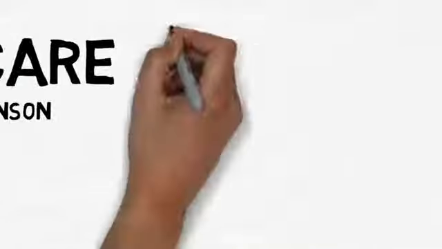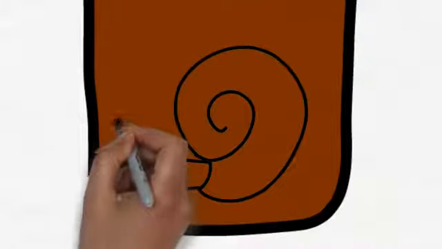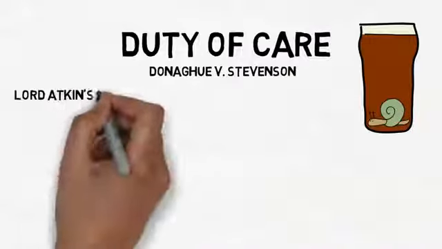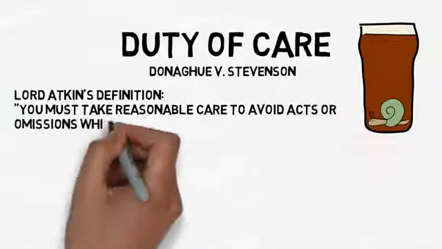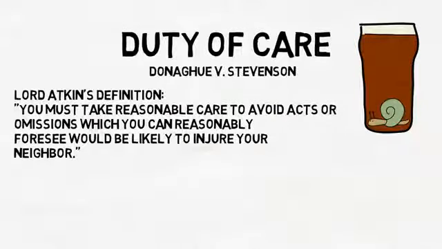In this case, Mrs. Donahue was enjoying a nice ginger beer when she found a snail at the bottom of her beer. She thought Mr. Stevenson, the manufacturer, was liable because he owed her a duty of care. Lord Atkin's definition is that you must take reasonable care to avoid acts or omissions which you can reasonably foresee would be likely to injure your neighbor.